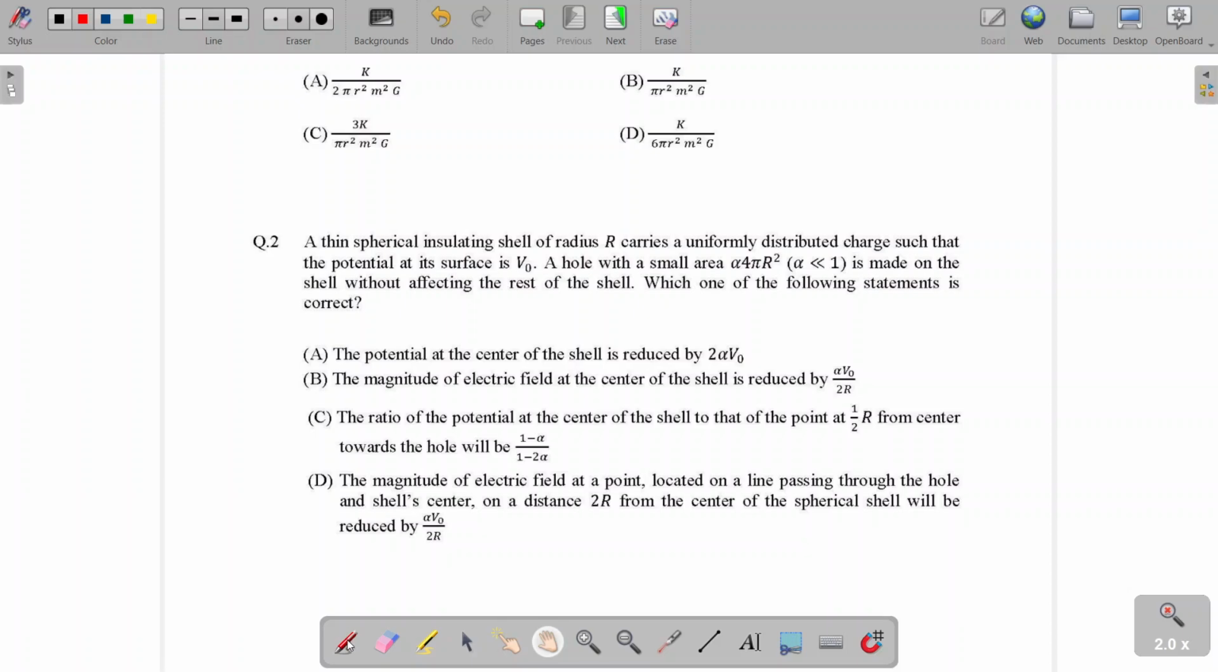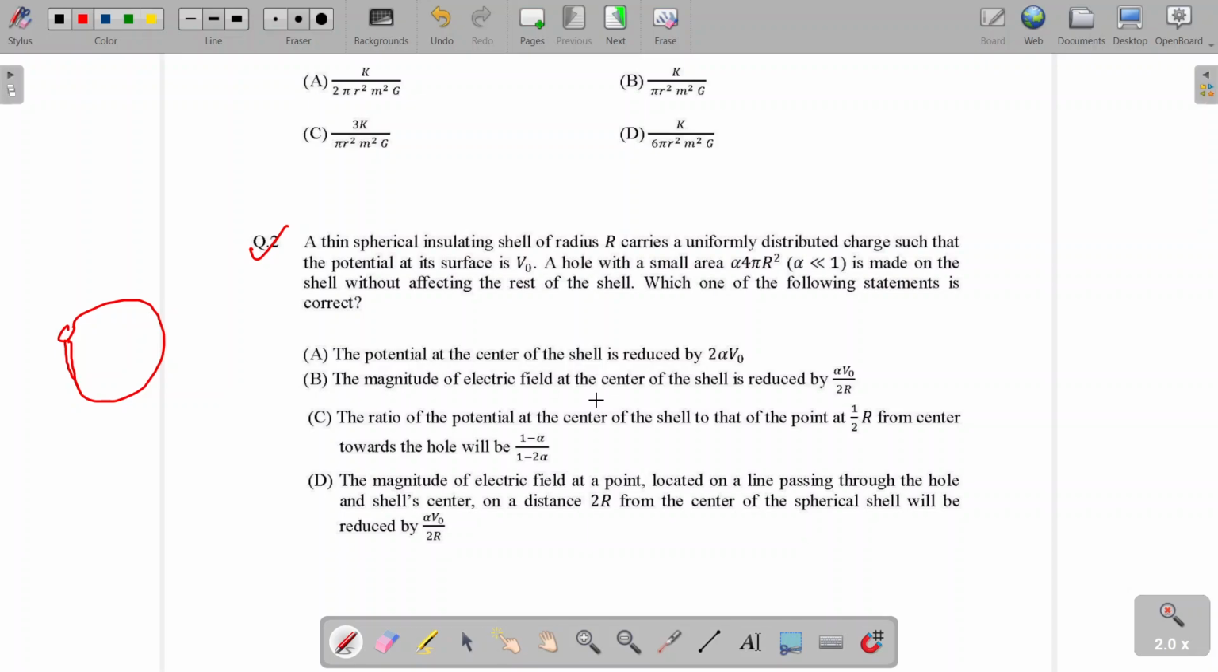Question number two came in JEE Advance 2019. Here we have a rather straightforward question: you have a hole in the shell whose area is provided, and depending on that, you have to answer these particular questions: what is the potential at the center of the shell, and what is the magnitude of the electric field.